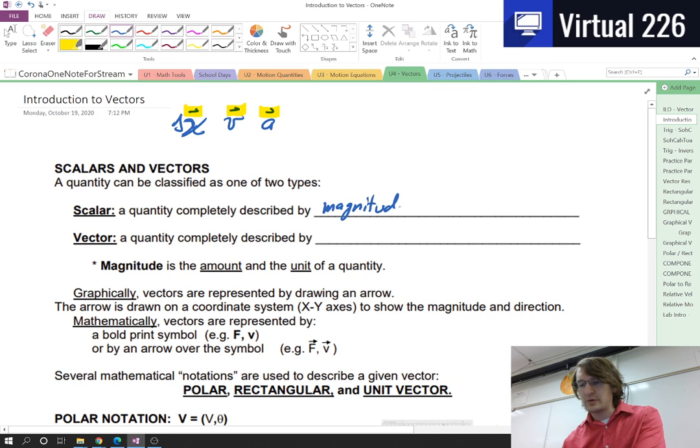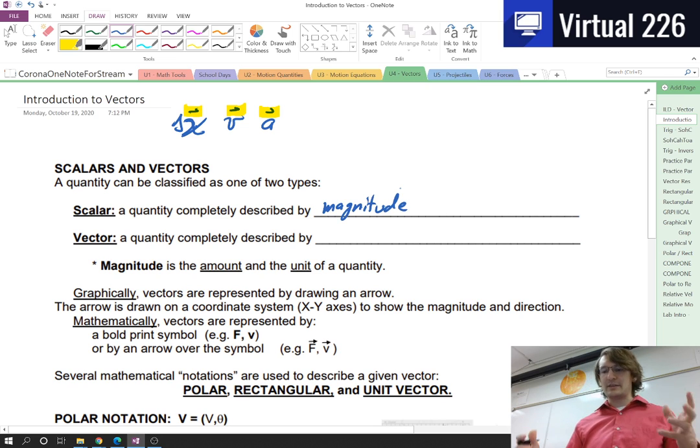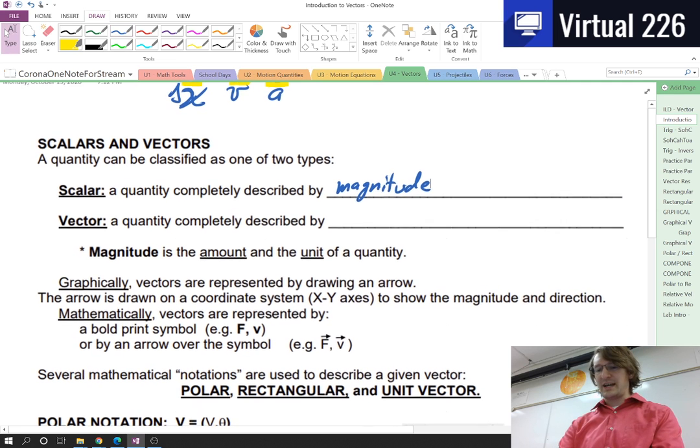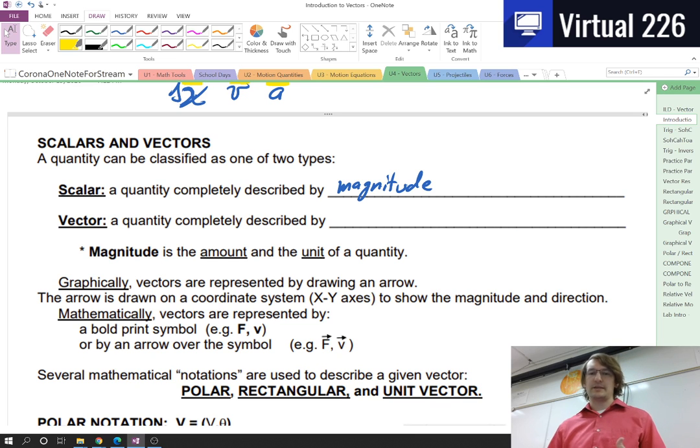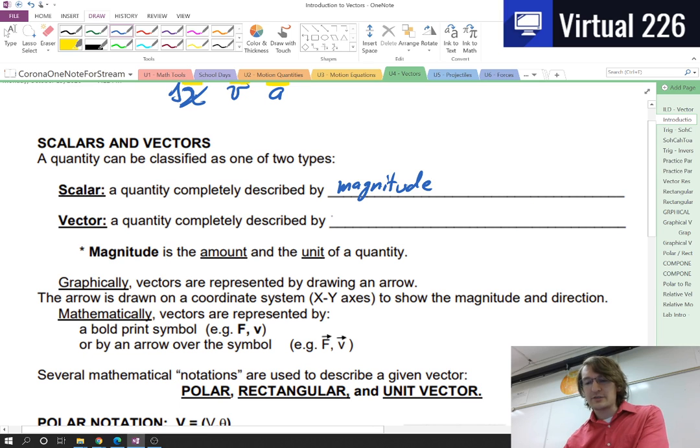And by magnitude, we mean the size and the unit of something, okay? So it's just how big it is. It's 5 kilograms, so 5 being the magnitude, kilograms being the unit. That's a scalar quantity, so it's an amount. A vector, though, is completely described by two things. It's the magnitude, but it also needs a direction, okay?